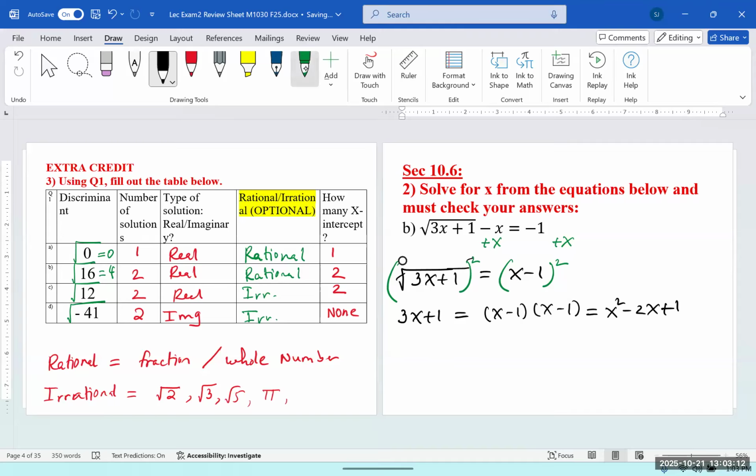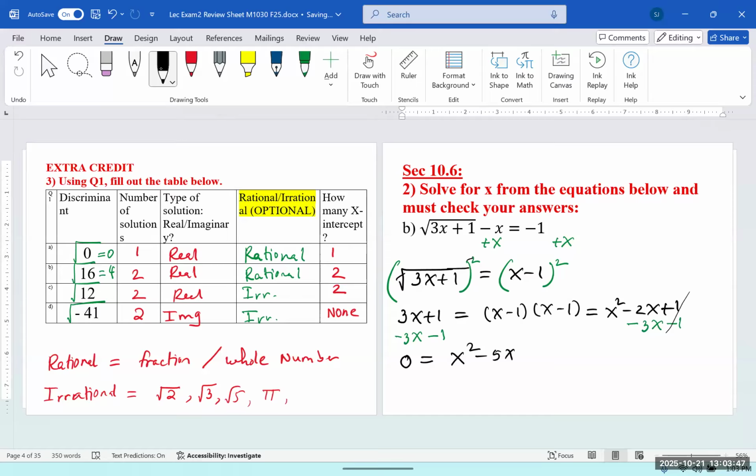Do you remember what I told you? If you have more than one x term, what are you supposed to do? Bring everything to one side. So minus 3x, minus 3x, minus 1, minus 1. So left side is 0. And on the right side, you have x squared minus 5x. Do you have any number? No, they cancel out. So we have a quadratic equation with two terms.